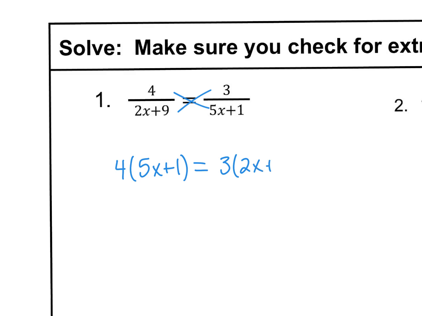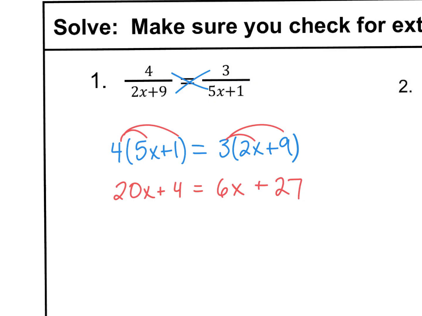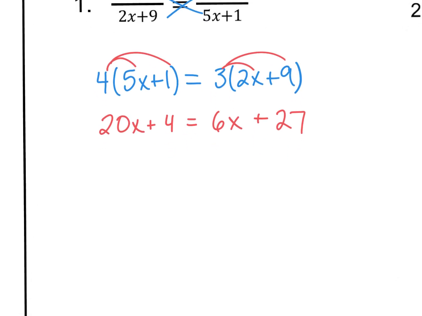Good. And now what? Oh, you distribute. Good. And when I distribute, what do I get? 20x plus 4? It's 6x plus 18. Careful. 27. Thanks for the correction. Okay, that's my bad. 27.